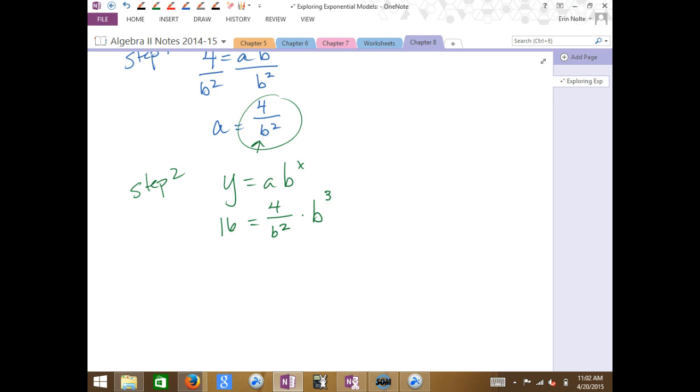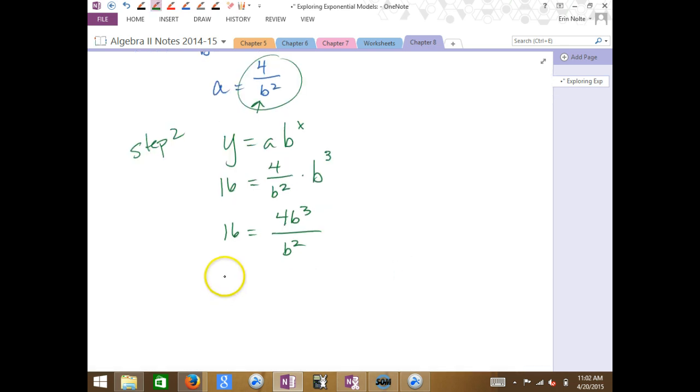Now I have an equation with 1 variable. It is simply b, and I can solve an equation with 1 variable. Just so this looks a little nicer, this says 4 times b cubed divided by b squared. That's the same thing as 4 over b, because you just subtract the exponents. If I have b cubed over b squared, that is just b.